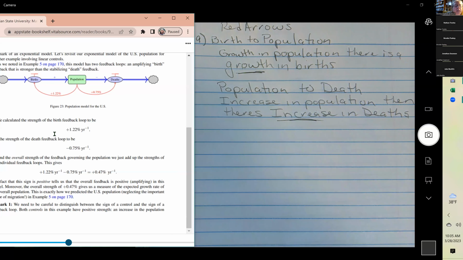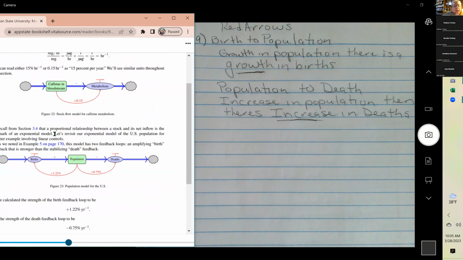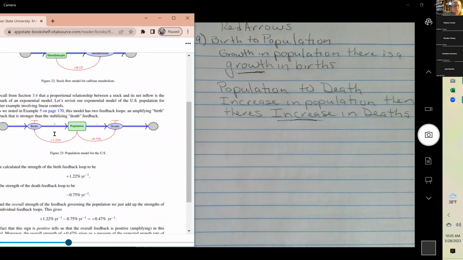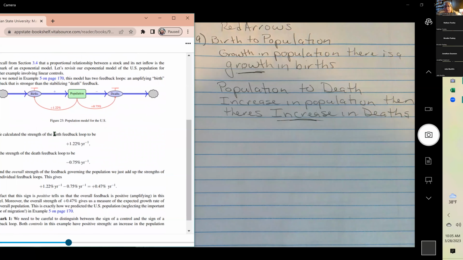Let's see what this one is. I think it's a +2. Yeah, it's a +2. Any questions?